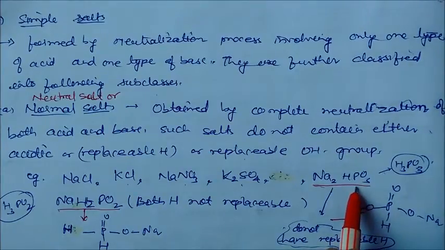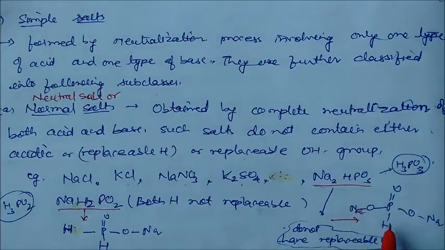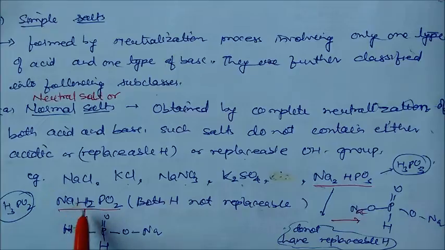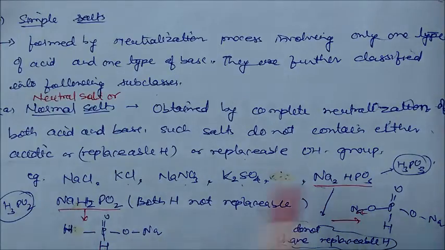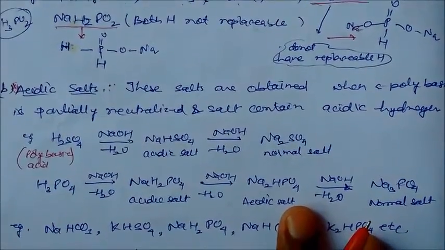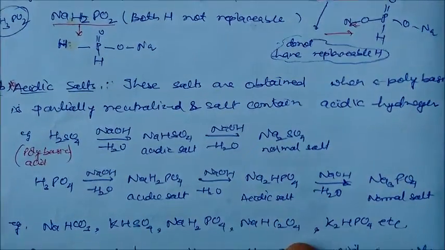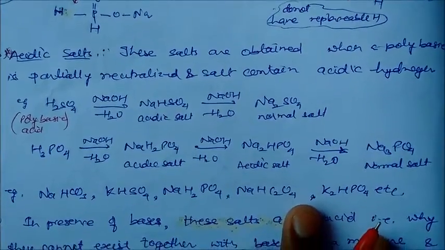So this is from polybasic acids. Here this hydrogen is not replaceable. This is also a neutral salt. Similarly, NaH2PO3. This hydrogen is also not replaceable. You can see in this diagram, there are 2 oxygen, 2 hydrogen. So these hydrogens are not replaceable. That's why these two are also called neutral salts. Normally these questions are asked in examinations, so you should not get confused.